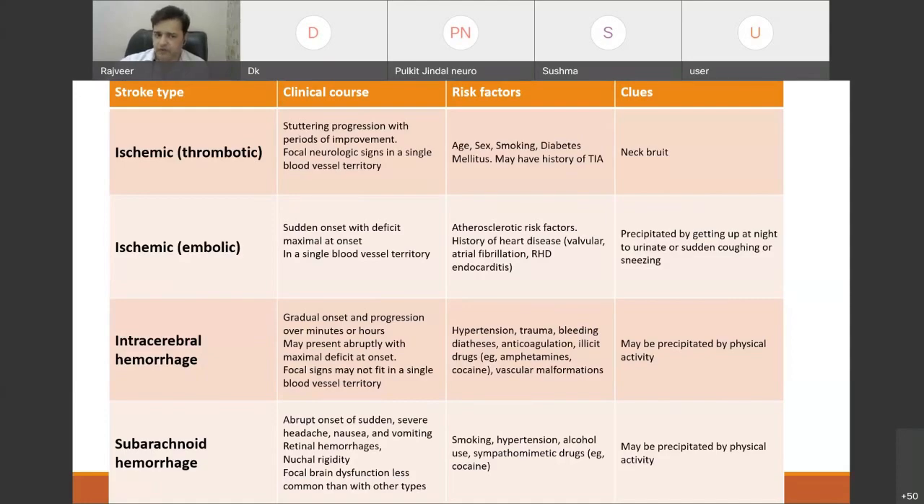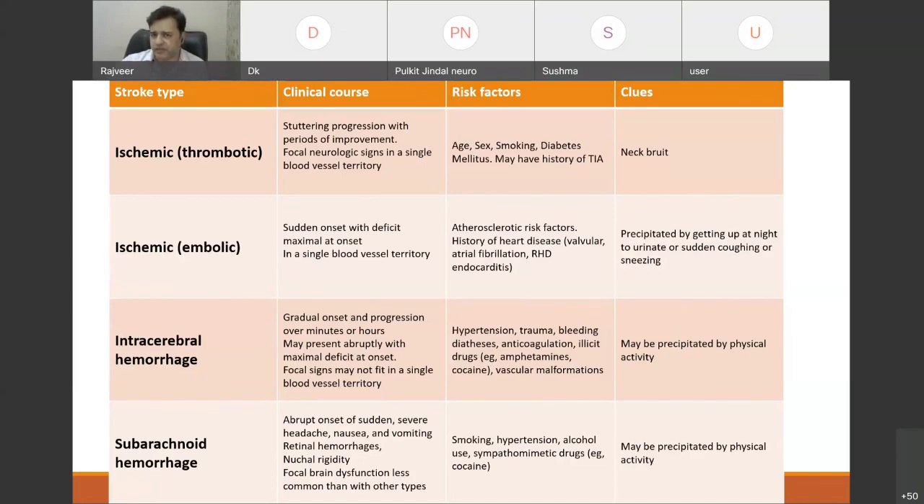And fourth is subarachnoid hemorrhage. The cardinal features are thunderclap headache, severe headache, neck rigidity, and minimal focal deficit. The patient will come with only headache. Sometimes there may be some weakness, or sometimes the patient may not have any weakness, just severe thunderclap headache.